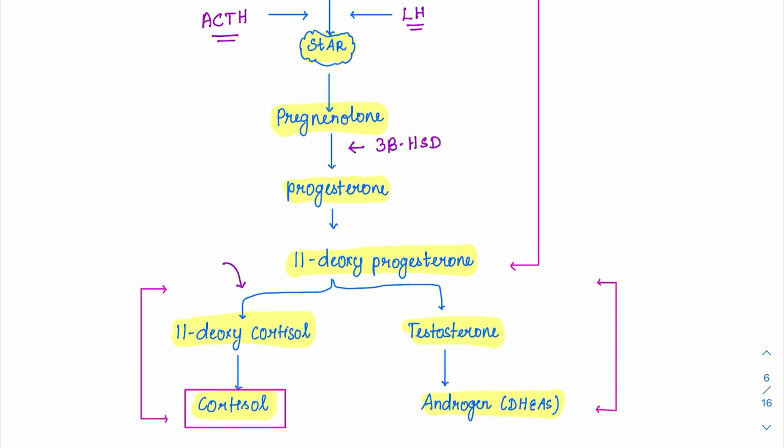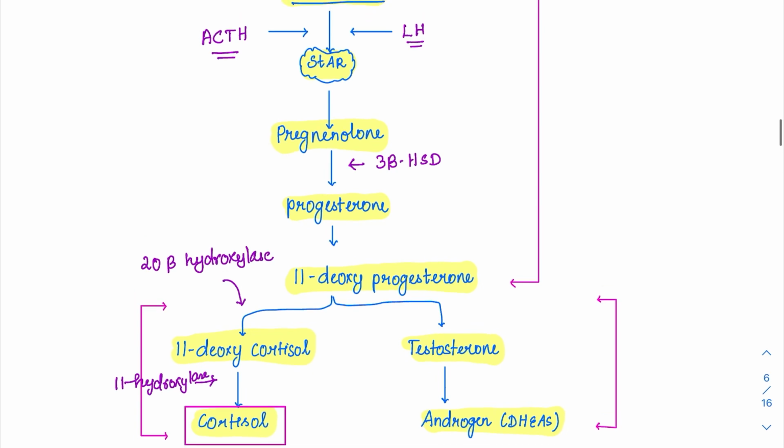Here you have to remember it is 21-hydroxylase enzyme. And this 11-deoxycortisol is finally converted into cortisol in the presence of the enzyme 11-hydroxylase. This is called 11-hydroxylase. All these enzymes are important because the presentation is going to change depending upon which enzyme is deficient.